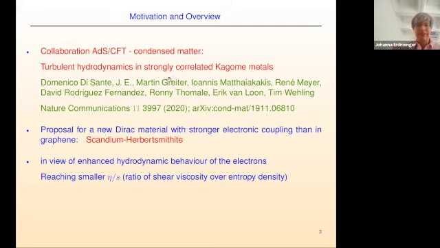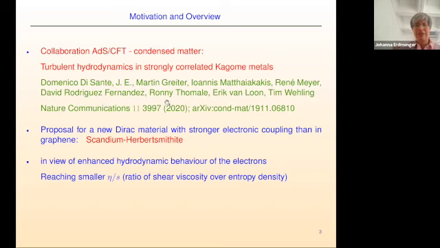Let me just introduce our team here. There's our colleague Domenico Di Sante, who is going to be a professor in Bologna from, I think, October or so. So he will be very close to Urbino actually. Martin Greiter is also a colleague here in Würzburg from condensed matter physics, and Johanna Erdmenger, René Meyer, and David Rodriguez Fernandez are all working in AdS/CFT, so they are part of our AdS/CFT team.